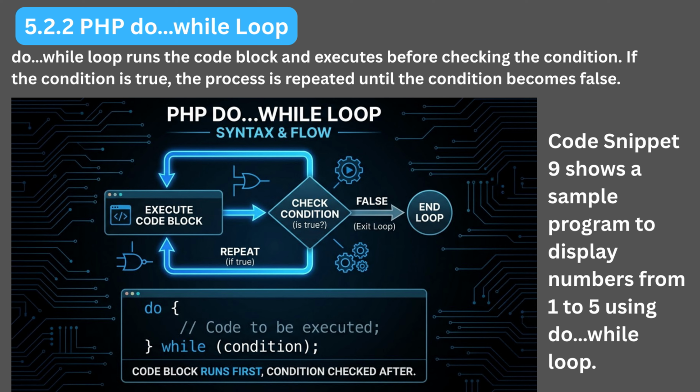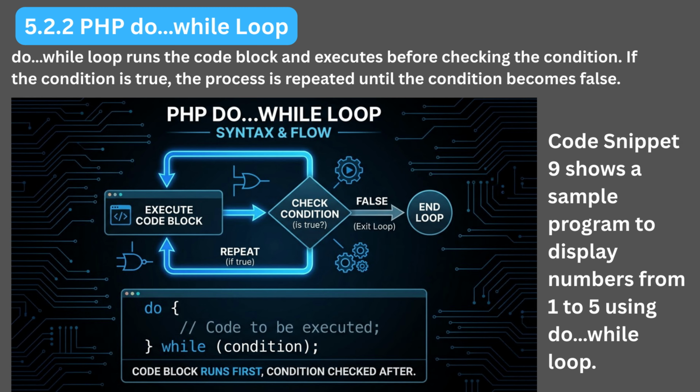For example, displaying a menu, asking for user input, or printing something on the screen before validating conditions are common scenarios where do-while loops are helpful. The diagram in the image clearly shows this flow, starting with the code execution, then moving to the condition check, and repeating until the condition becomes false.